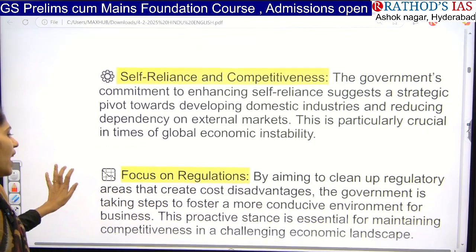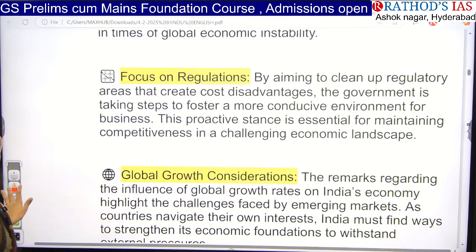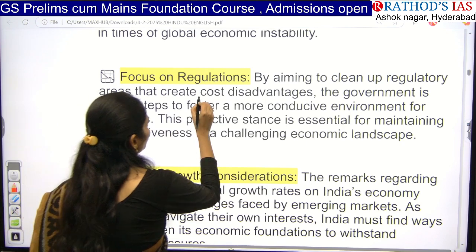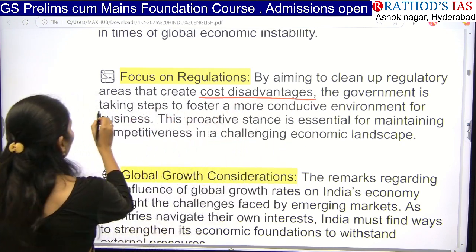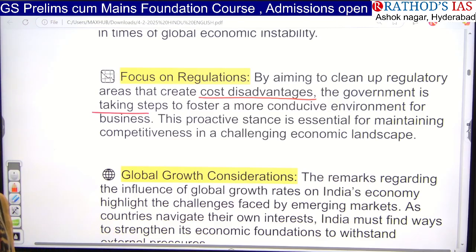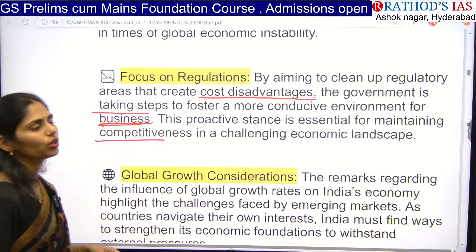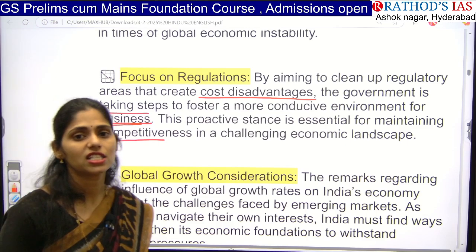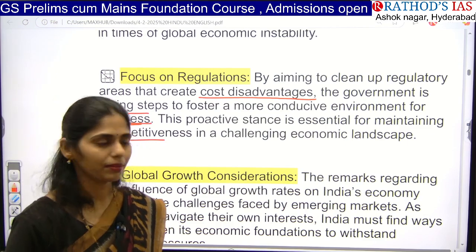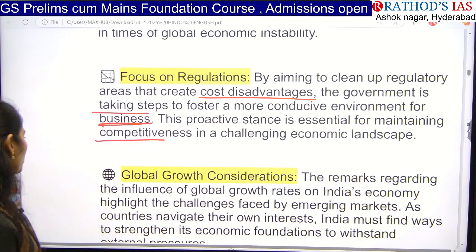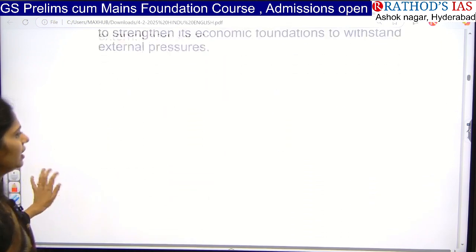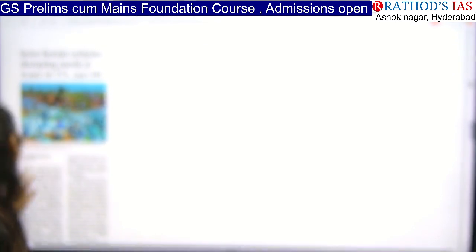And the next one is that we have to focus on regulations. Regulations create some cost disadvantages. So the government is taking some steps to improve the environment for business so that we can maintain competitiveness, so that even in this challenging landscape we can fight for something. Okay, so those are the things mainly said in this article. And now let us see the next article, guys.